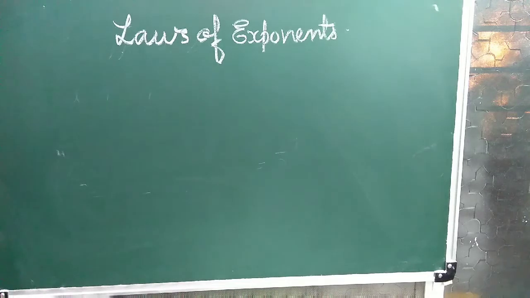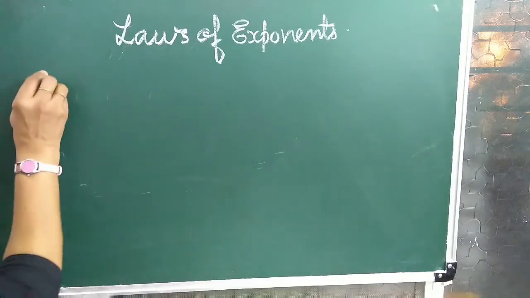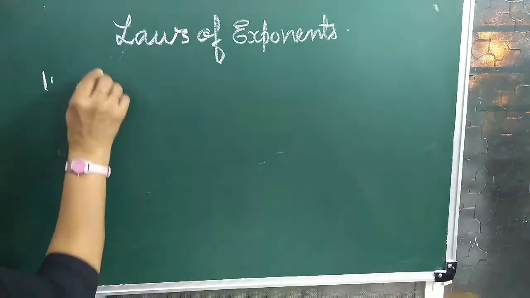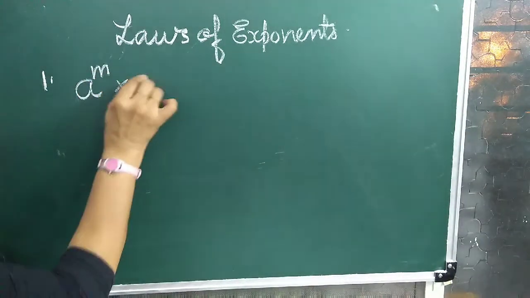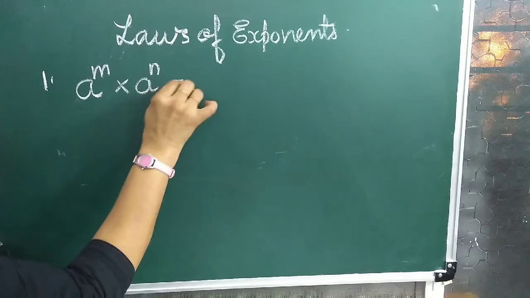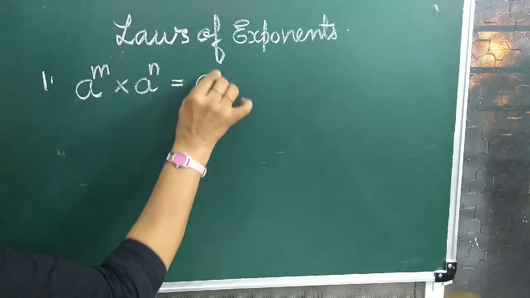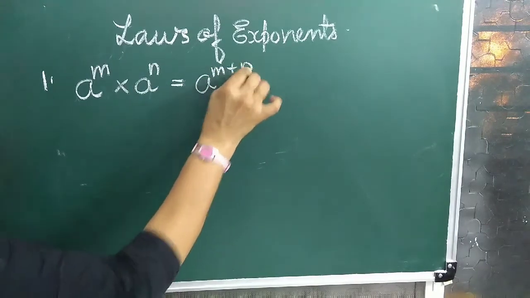Today we will discuss laws of exponents. You have already learned these laws in the previous class. Let us recall these laws. If a, b, m, n are natural numbers, then the first law says a to the power m into a to the power n is equal to a to the power m plus n.